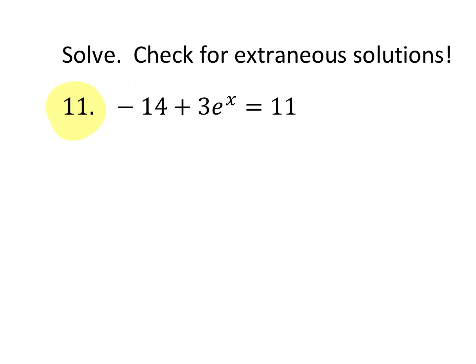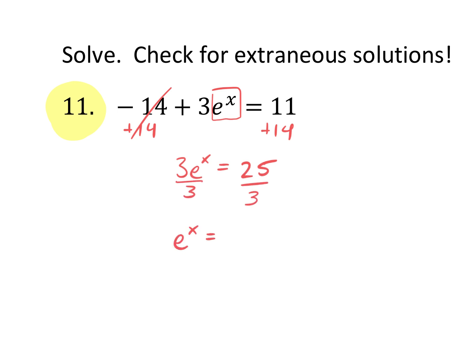So let's look at 11. 11, we're going to be solving. So whenever we're solving, we always want to get the base with the exponent all by itself. What would we have to move first here? Add 14 to move it to the other side. So 3e to the power of x equals 25. What would we do next? Divide by 3. So e to the power of x equals, you can leave it as 25 over 3, or if you want to put it in your calculator, it'd be 8.333 repeating. But keep it in your calculator since it keeps going. What would we do next?